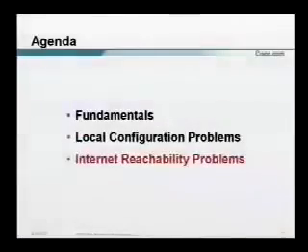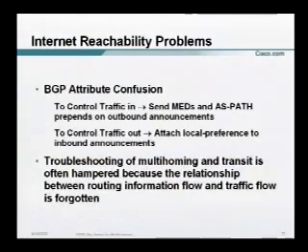Right, in the final 15 minutes, I'm just going to have a quick look at some of the internet reachability problems. This is less of the local network and more how you go about troubleshooting problems between your network and other networks on the internet. That's quite an important part of troubleshooting also. Well, the first one is the BGP attribute confusion.